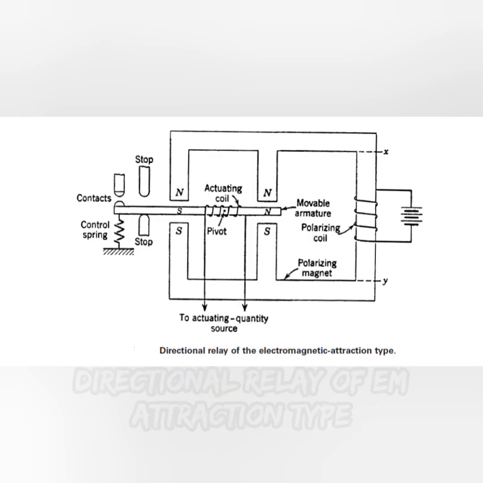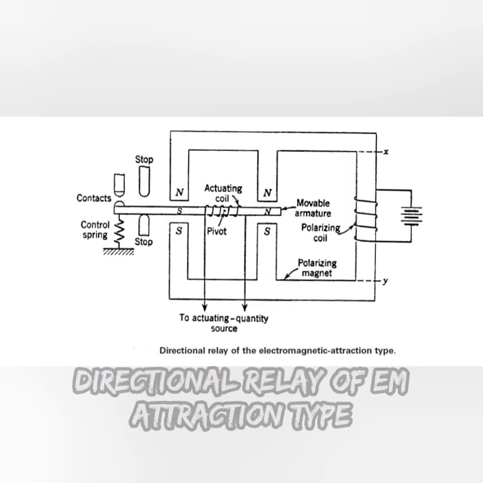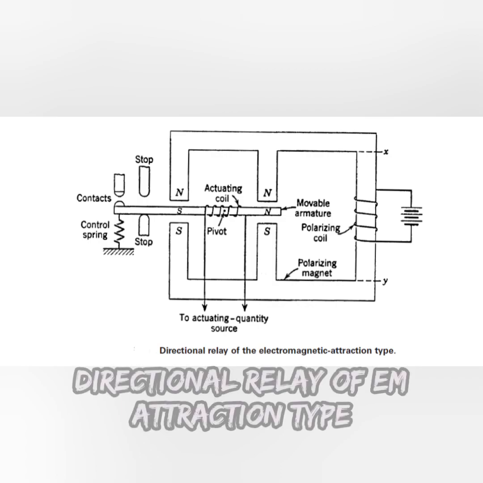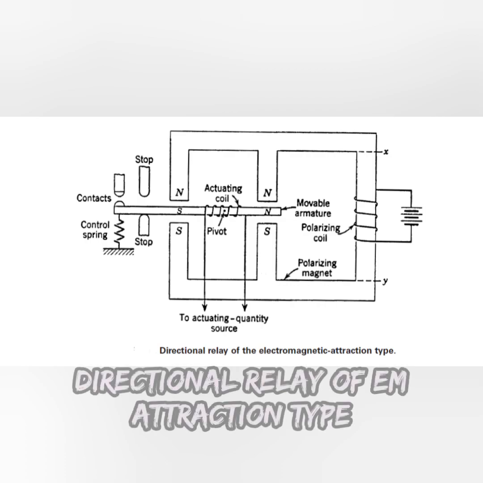So this is the diagram of your overall explanation which was given before. As I said, the actuating coil is placed in your movable armature, and that is fixed at the other end with the contacts for closing and opening. Then that actuating coil is triggered by an actuating quantity source, which is your AC or DC source. Then the polarizing coil, in which the battery connections are done, and the polarizing magnitude, which has an axis of x and y.